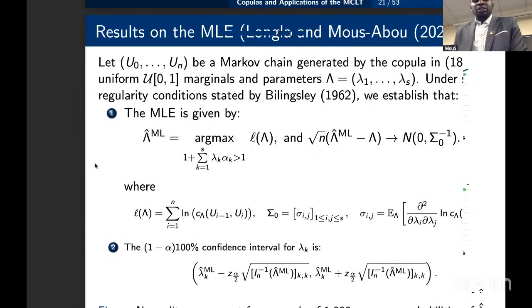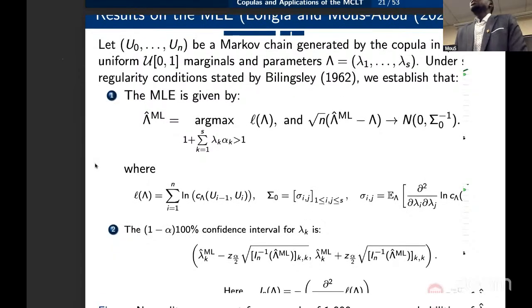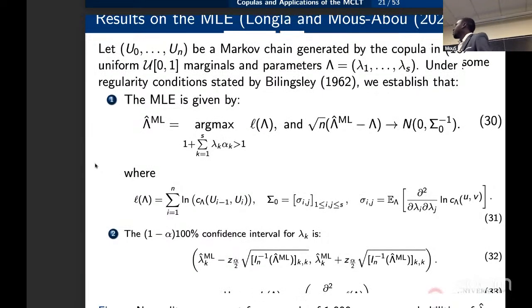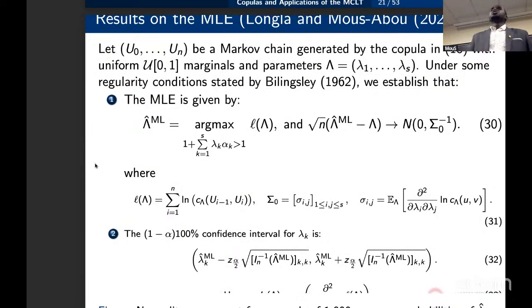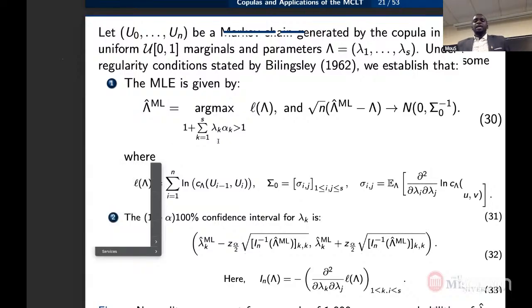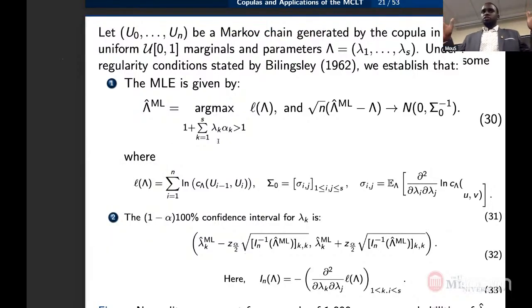We also considered the maximum likelihood estimation for copulas, and we heavily relied on Billingsley's results to establish all the results about the maximum likelihood. If you consider a Markov chain, as given here, which is generated by equation 18, the MLE of a vector of estimates is given by equation 30, and also the limit distribution of that vector. So we have the limit distribution, we have the MLE.